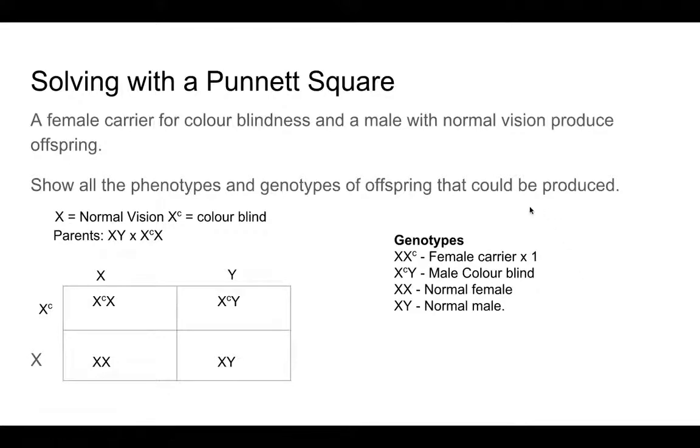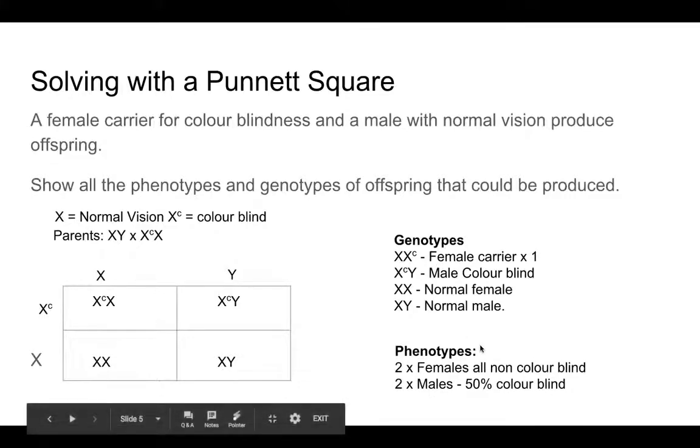And we're also asked to show the phenotypes, the physical appearance. So we're going to produce 2 females, all non-colourblind, normal vision, and 2 males, 50% of whom are colourblind and 50% normal.